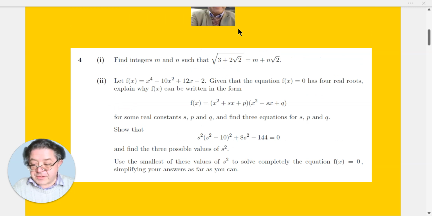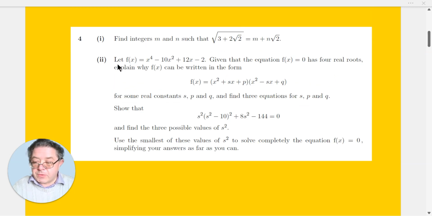Anyhow, on to the meat of the question, part 2. We're given a function f of x, which is a quartic, x to the 4 minus 10x squared plus 12x take 2. You'll notice straight away that there's no x cubed term, or rather the x cubed term is 0. We're given that this equation has 4 real roots, and we need to explain why it can be written in this form. So we need to explain carefully why this can be done.